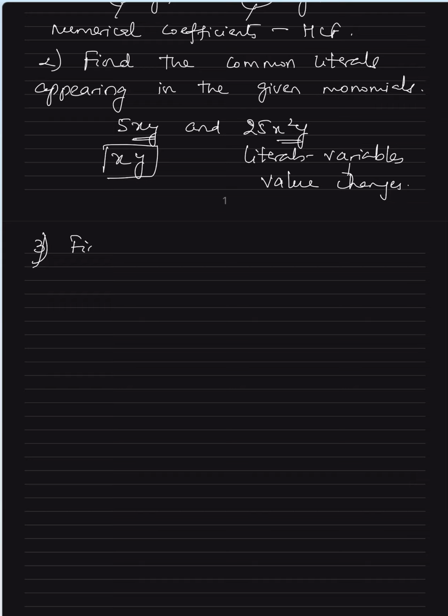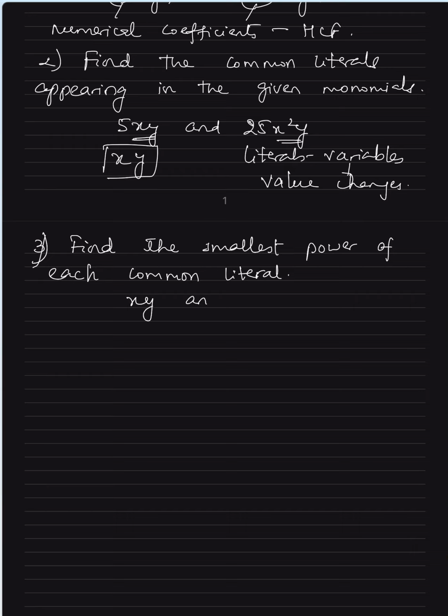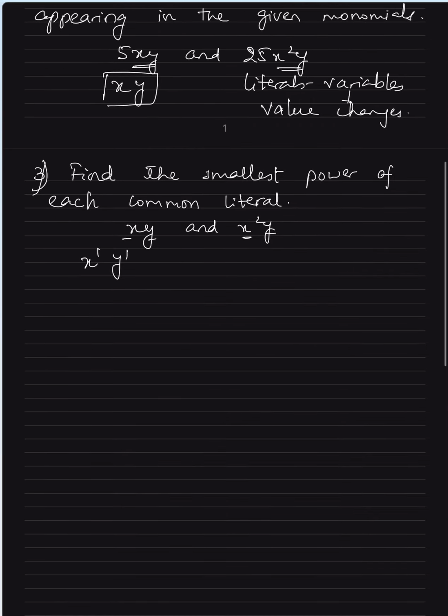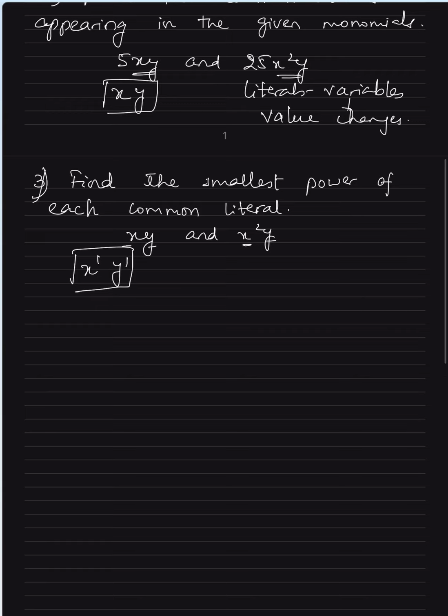Now the third thumb rule is find the smallest power of each common literal. That's what we did here. xy is given and x square y is given. Then in x, the smallest power is x raised to 1, and in y, the smallest power is y raised to 1. So this is called the smallest power of the common literal.